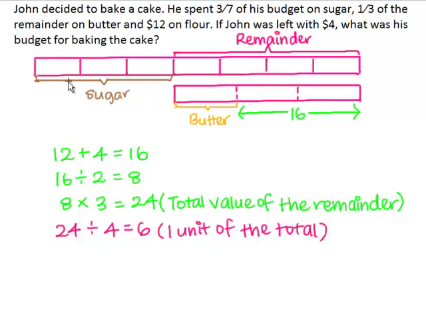The model representing John's budget is made up of 7 units. And so to find John's budget, we will now take 6 times 7, which gives us 42. And so our answer is John's budget for baking the cake was $42.